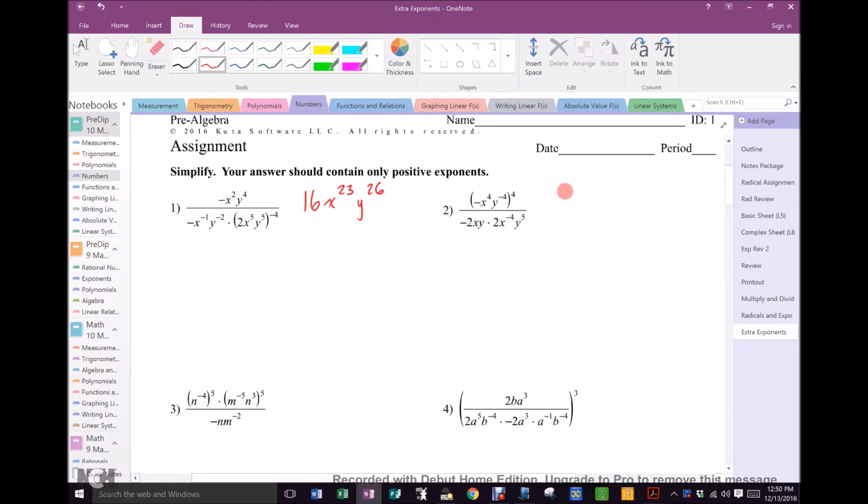Number 2, x to the 19th over 4y to the 22, and the whole thing's negative. Number 3, 1 over n to the 6th, m to the 23rd, and the whole thing's negative. And number 4 is b to the 27th over 8a to the 12th, and the whole thing is negative.